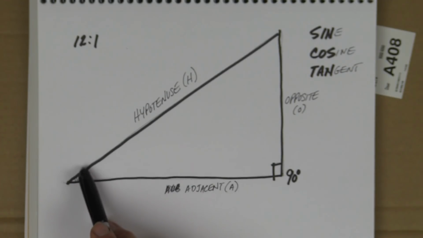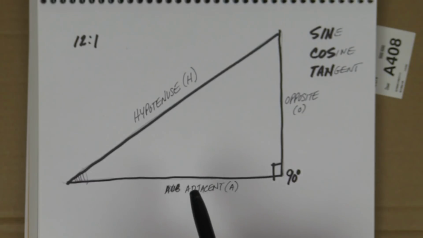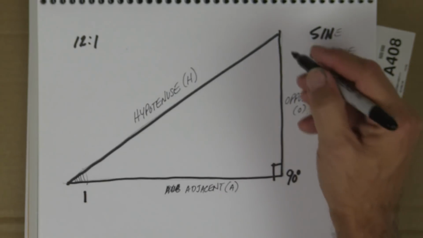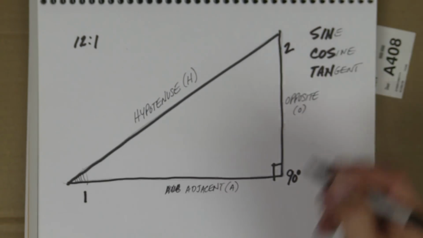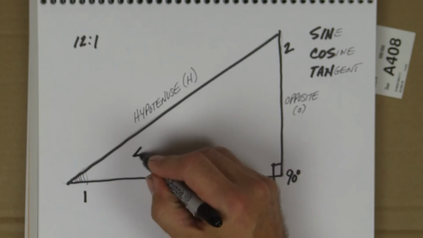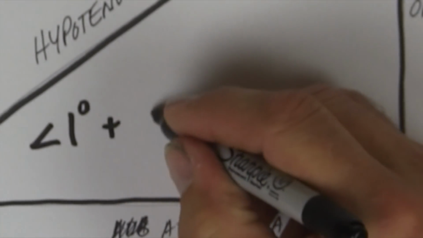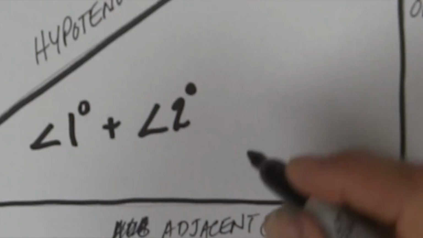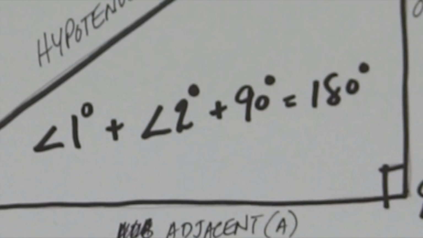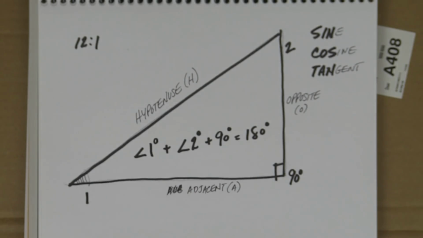So we're talking about this angle and this angle and this angle adding up to 180. What that means is if I take this angle, which I'm going to call 1, and this angle, which I'm going to call 2, probably didn't see that coming, did you? And I know this angle is 90 degrees, then angle 1 in degrees plus angle 2 in degrees plus 90 equals 180. That's a fact. You just learn it. Triangles have 180 degrees.